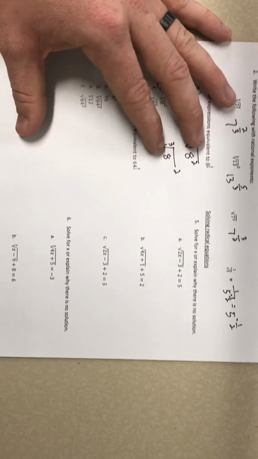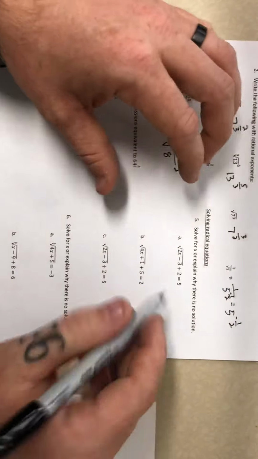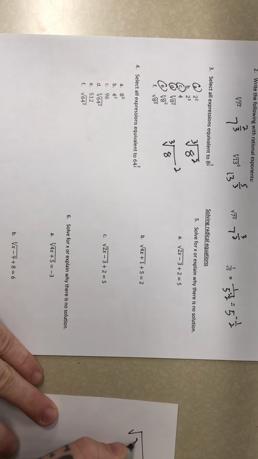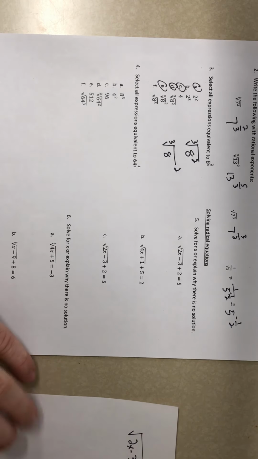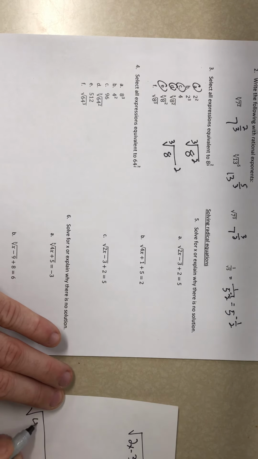So for number 5, when we're solving for radicals, I'm going to do that on a separate sheet so that I can have a little bit more room. But the first thing that we're going to do is A. So let me write that down, the square root of 2x minus 3 plus 2 equals 5. And then I'll do B, which is the square root of 4x plus 1 plus 5 equals 2. Okay.